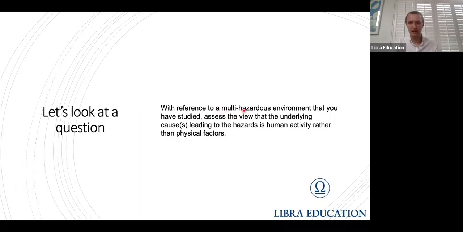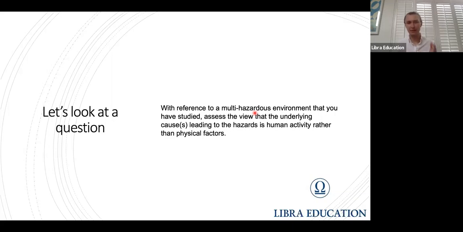a multi-hazardous environment. What do we mean by a hazard? It's anything that can cause damage or harm to the social, economic, or environmental world. An example of this is an earthquake. Another example would be a volcanic eruption. A further example could be a wildfire. Anything that can happen in the natural world that can cause social, environmental, or economic harm.